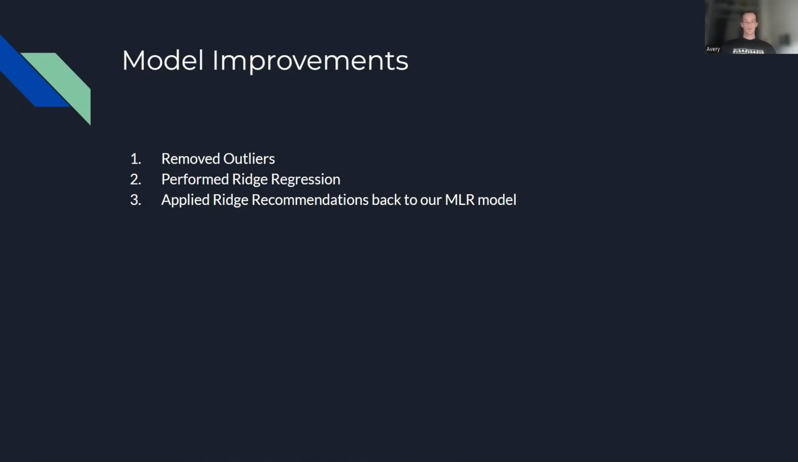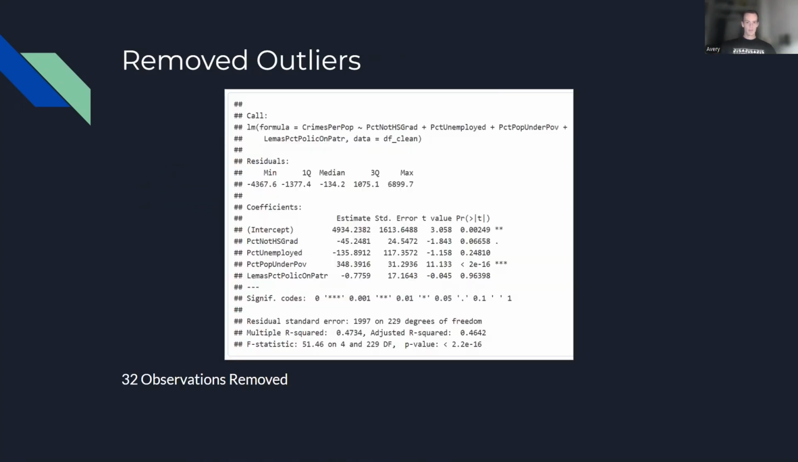We performed ridge regression on this new model just to see what its suggestions were to do with our points, and then we applied those suggestions we found from ridge back to our initial MLR model. So first, we removed our outliers. That was 32 different observations that we removed. This didn't really affect our estimates too much, but it made us a little more confident in the ones that have a small p-value, and it also greatly reduced our residual standard error and our adjusted R squared.